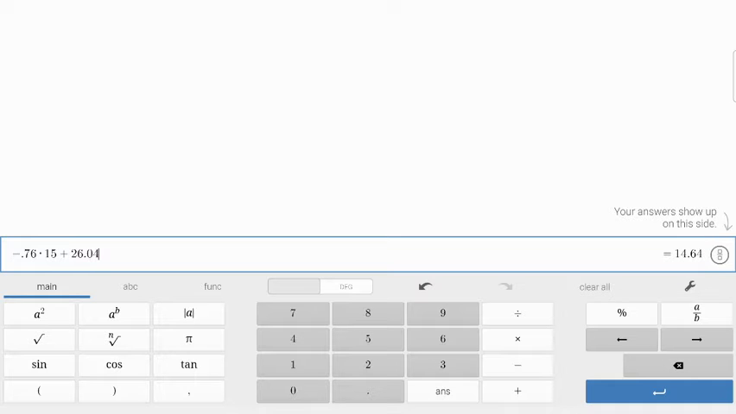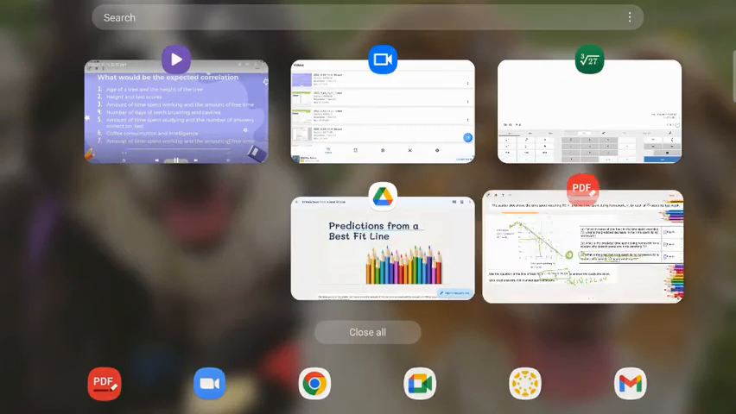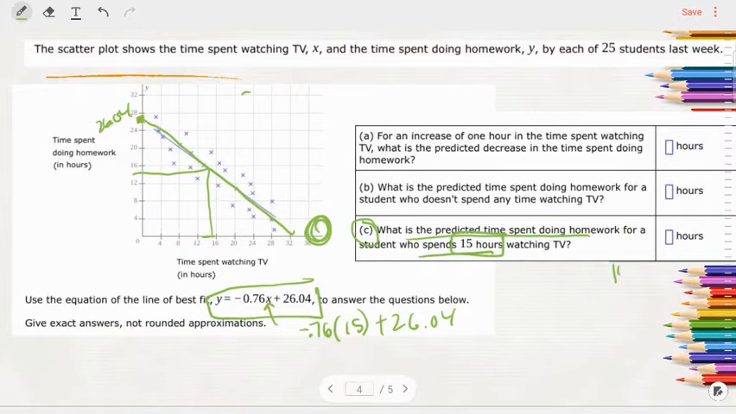So I would expect that person who watches 15 hours of television to do 14.64 hours of homework. Now that's pretty exact and close to what I would expect between 16 and 12, but I wouldn't just be able to estimate that. So you need to use the equation. Now, I'm going to answer the next question going up.